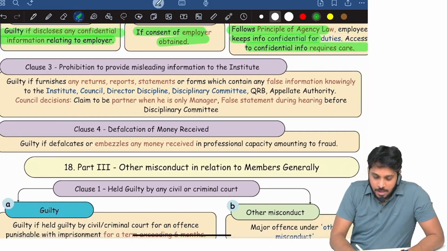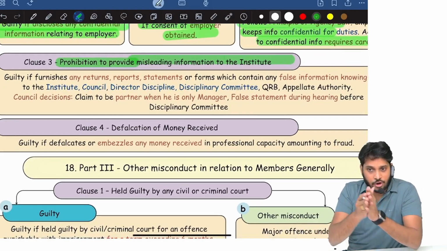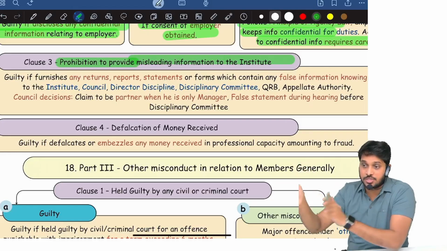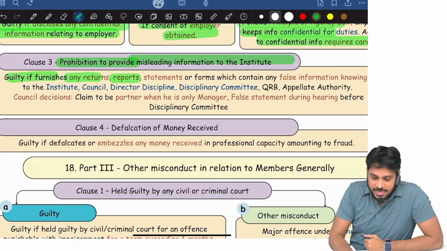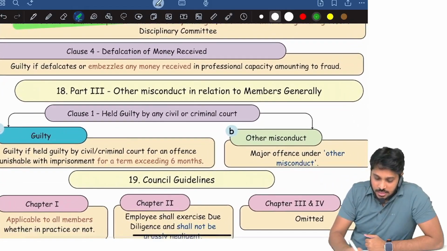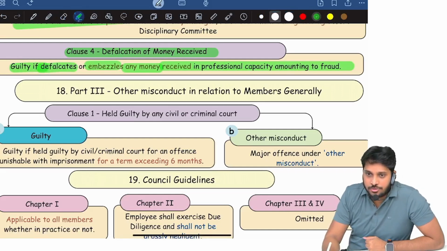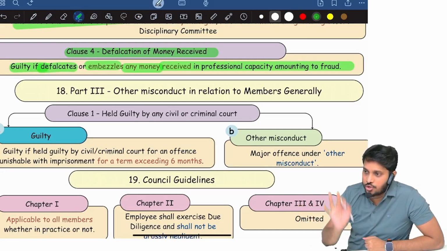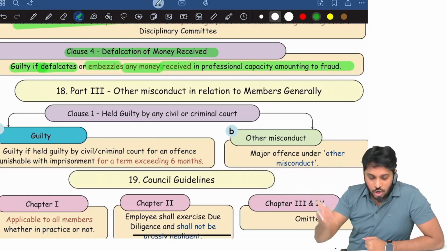Then clause 3: prohibited to provide misleading information to the institute. I already told you, if you are filing false information to the institute or related persons, you are guilty under clause number 3, part number 2, schedule number 2. Guilty if one furnishes any returns, reports, statements or forms which contain any false information. Yes or no? That's it. Next, defalcation of money received. Guilty if you are embezzling any money received in professional capacity, amounting to fraud. Client money you are misutilizing. So you are treated as guilty under part number 2, schedule number 2 and clause number 4.